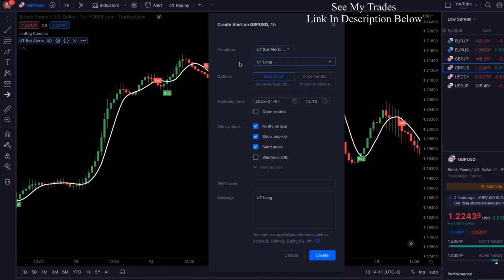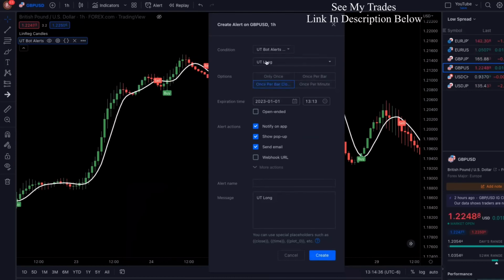Long. So for this, you're going to have to create two alerts, okay? One for the buy signal, one for the sell signal. So the first alert you can set is UT long, once per bar close. Okay, not just only once, but once per bar close. So this way, when that bar closes with the buy signal, you'll get alerted right there. Okay. And then you're going to click create.